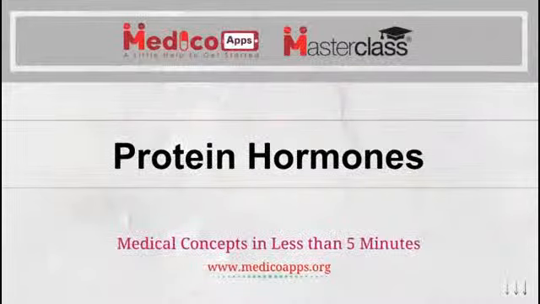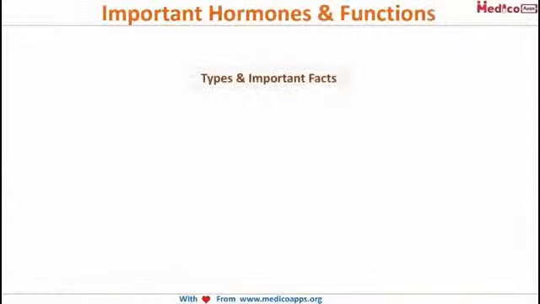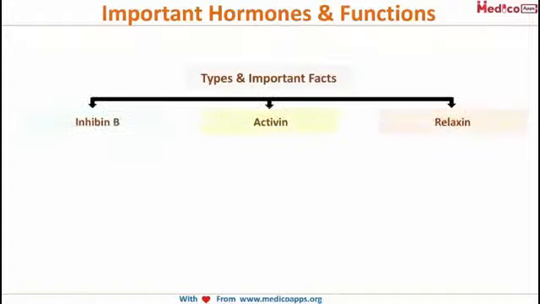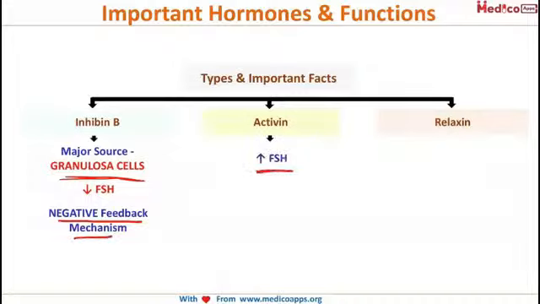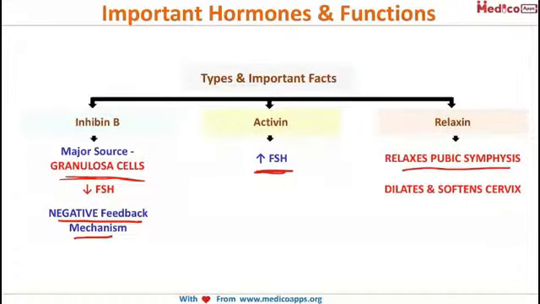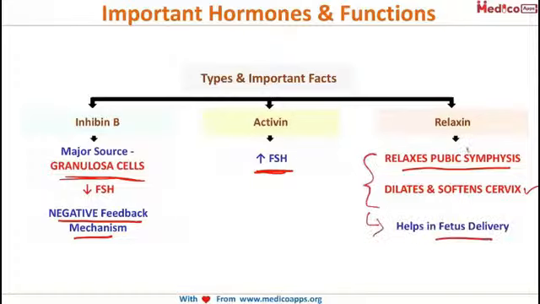Now let's proceed to the protein hormones. We have seen that there are three main types: inhibin B, activin and relaxin. Okay. Inhibin B, the major sources are granulosa cells, and we know that these are acted upon by FSH. We have already seen that. So they cause a negative feedback mechanism to maintain the hormone level. Next, activin increases the FSH level, and relaxin, as the name suggests, relaxes the pubic symphysis and dilates and softens the cervix. So what is it leading to? Very obvious. It will help in delivery of the fetus. It relaxes pubic symphysis, dilates and softens the cervix. That's the function of relaxin.